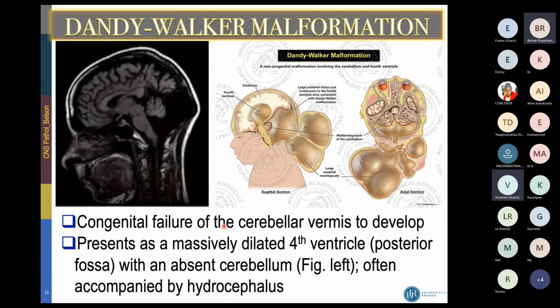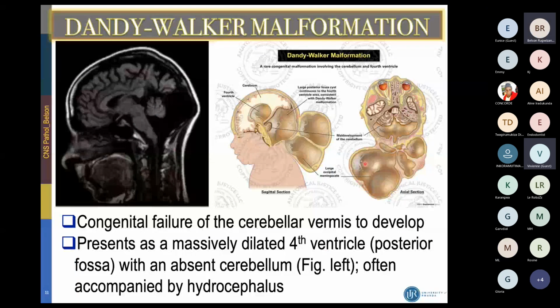So, congenital failure of the cerebellar vermis to develop presents as a massively dilated fourth ventricle in the posterior fossa, with absence of the cerebellum in this picture. Often accompanied by hydrocephalus. The fourth ventricle is very much dilated.